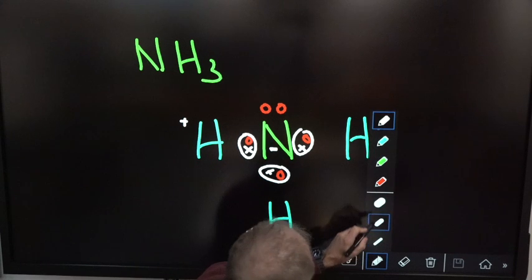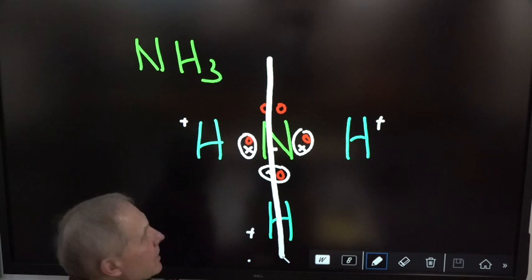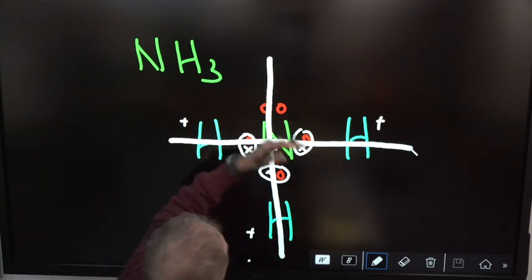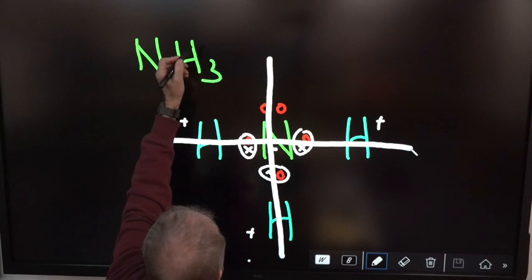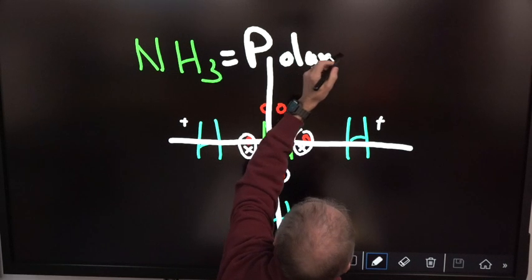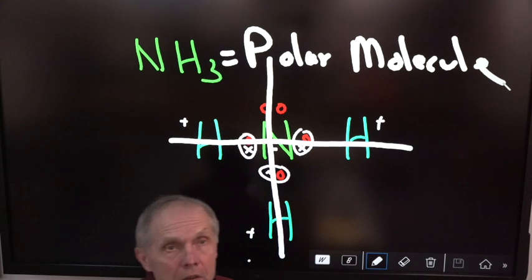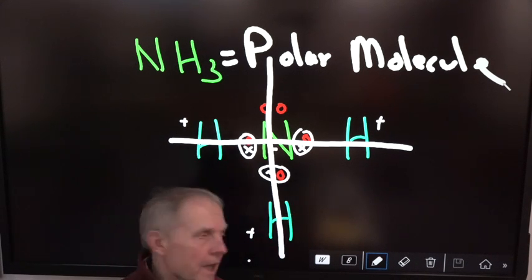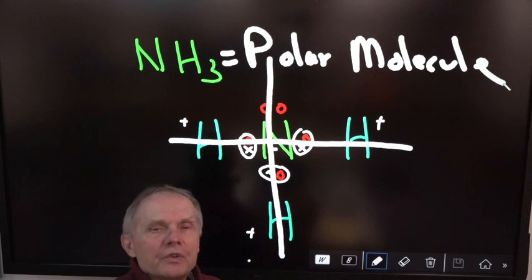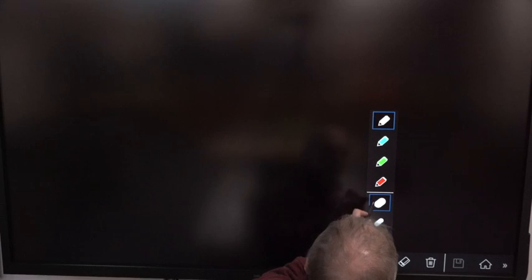Well, if I cut it straight down like that, it looks the same on both sides. But if I cut it this way, it doesn't look the same. So we know that NH3 is a polar molecule. So NH3 is a polar molecule, H2O is a polar molecule. We'll do one more of these, then we're going to mix it up a little bit. Now, the next one we're going to do is this one.